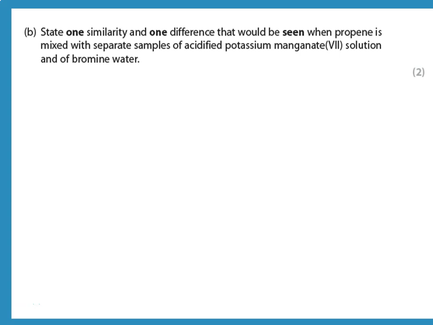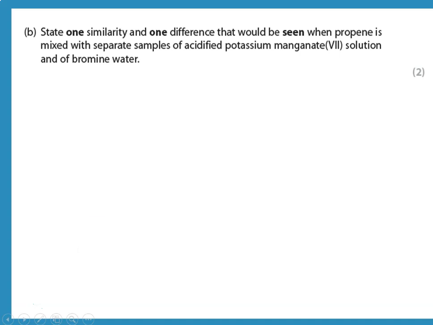Then question B says, state one similarity and one difference that would be seen when propene is mixed with separate samples of acidified potassium manganate solution and bromine water. So we have an alkene, and you should know that the alkene reacts with potassium permanganate and bromine water.